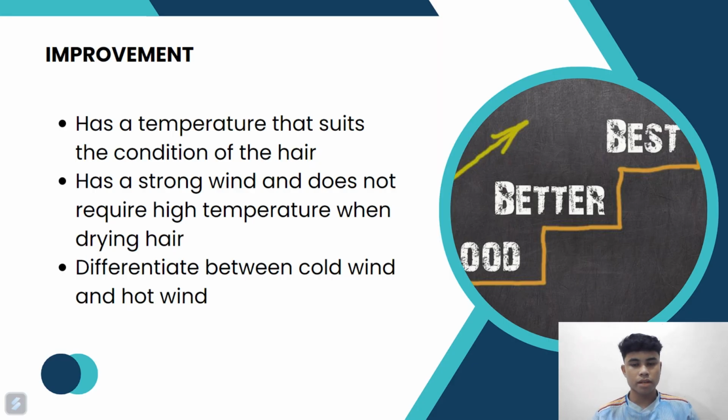How to improve the hair dryer? First one has a temperature that suits the condition of the hair. Second has a strong wind and does not require high temperature when drying hair. Third one is differentiate between cool wind and hot wind.